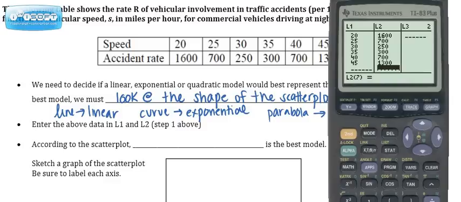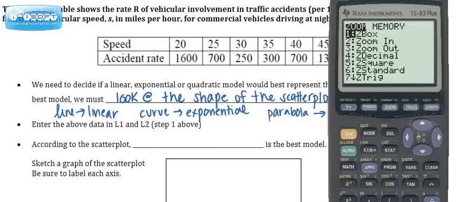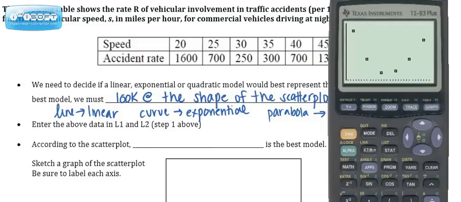Okay, by now you should have data in L1 and L2. So using step 1 from above, we are going to look at the scatter plot. So go to y equals and make sure your scatter plot is on. Just press enter to turn it on or off. And then to scatter plot it and get it in the right window, we're going to press zoom and the number 9. And here you have the scatter plot. So hopefully you can recognize that this is in the shape of a parabola.